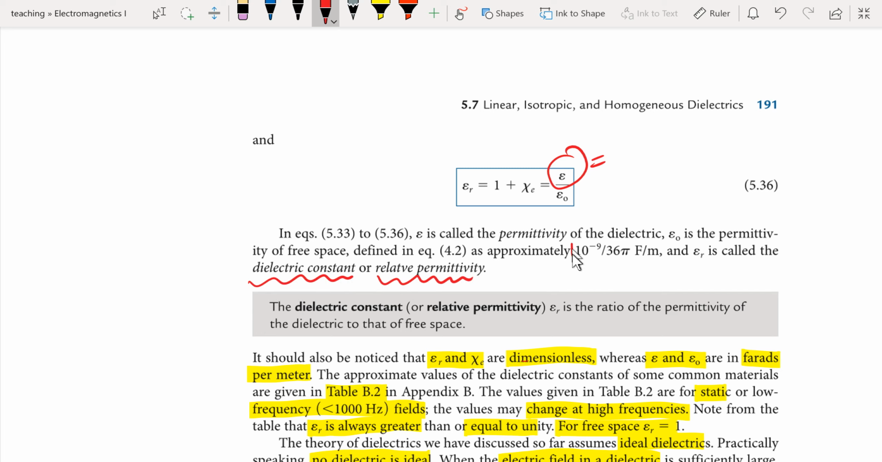We already know the value of... just a second. Sorry, someone interrupted.